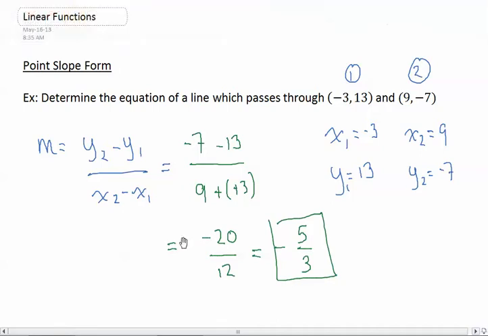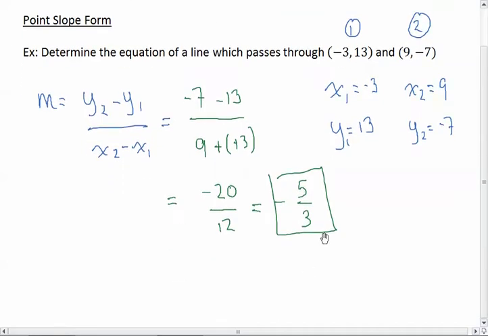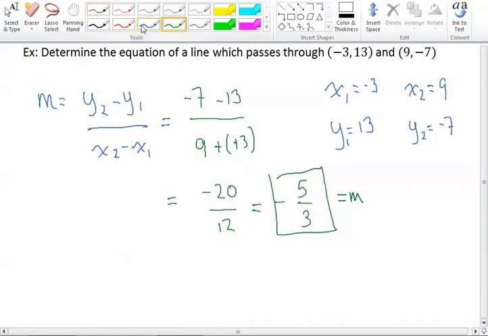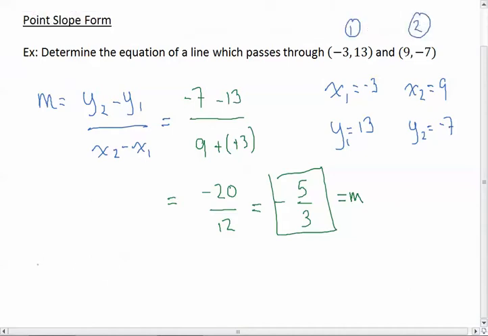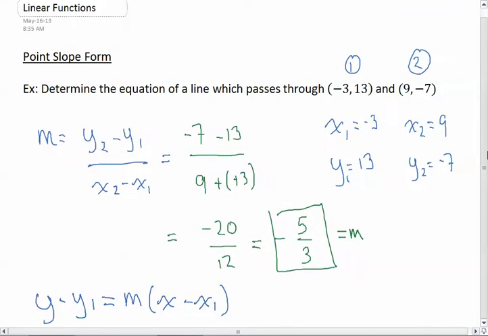Okay? So from here, I have my m, and now I get to choose which point I use. So let's take a look. If I use the equation y minus y1 is equal to the slope times x minus x1, let's do both of these. This will be good practice.